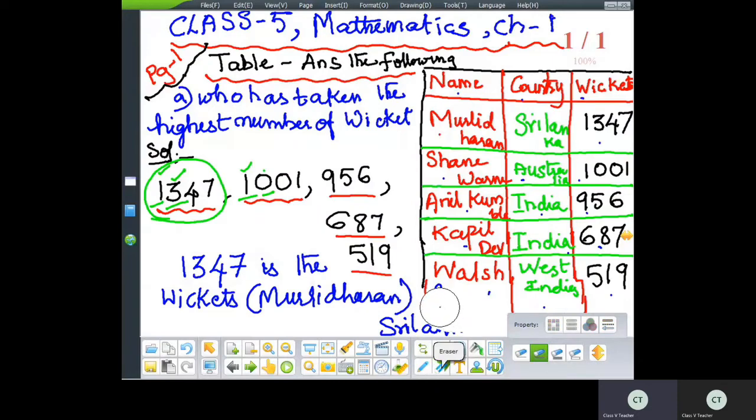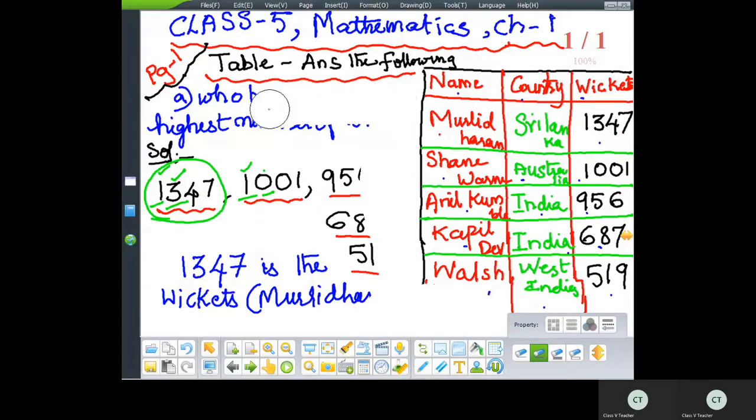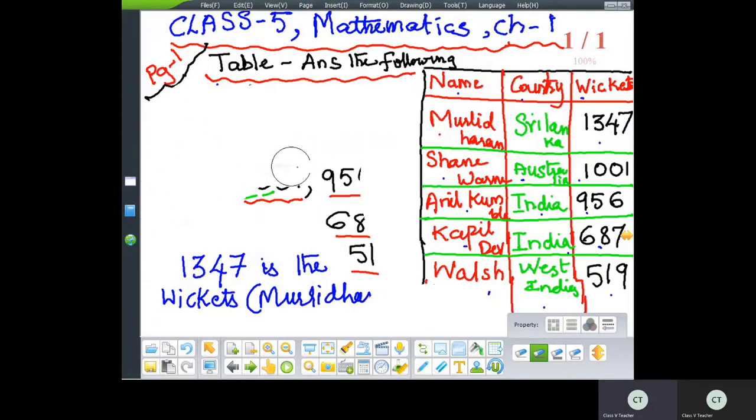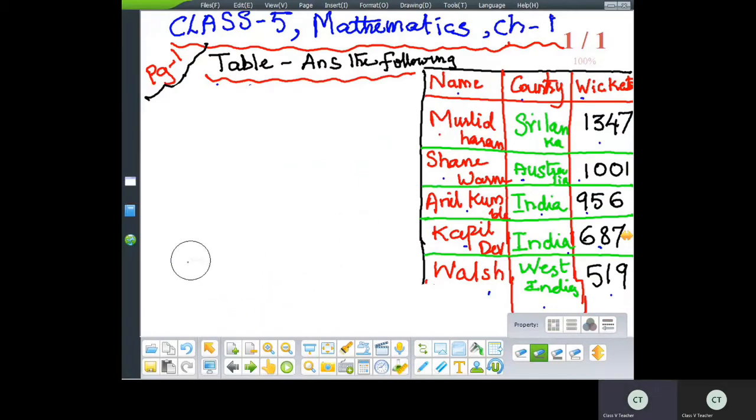Now let us see the second question. What is the second question, children? How many more wickets has Kumble taken than Kapil Dev? More wickets. What did I tell you, children? For more wickets, what will we do? As I told you, the keyword more is used for what? Yes, we have to do the subtraction. Whenever they are saying more than, that time we will do the subtraction part.